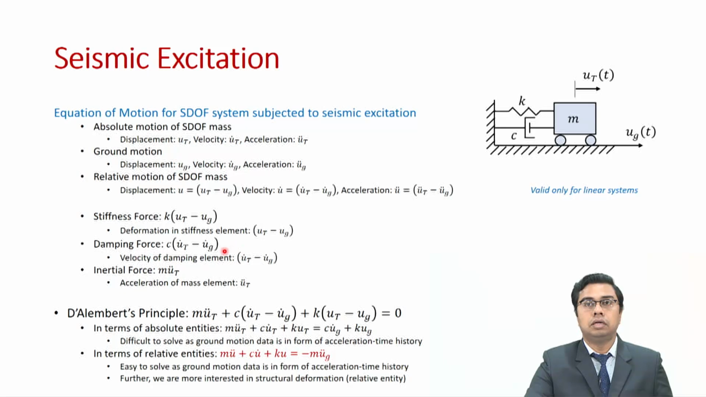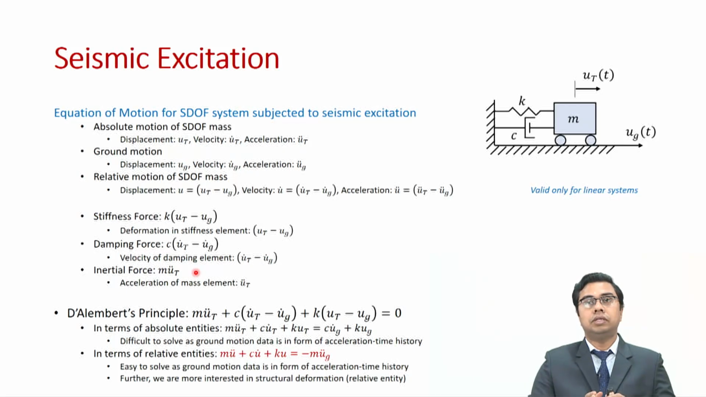At the same time, the damping force will be given by the product of the damping coefficient c and the relative velocity, which was u dot t minus u dot g. But at the same time, the mass has an absolute motion given by displacement ut, which is a function of time, and the inertia force originates because of the mass of the body. Therefore, the inertia force is actually m times the acceleration of the body in absolute terms, which means the inertial force is m times u double dot t.